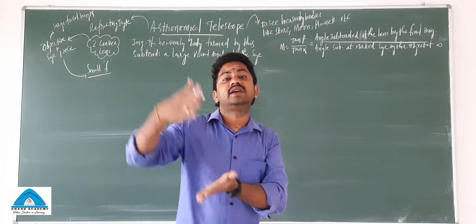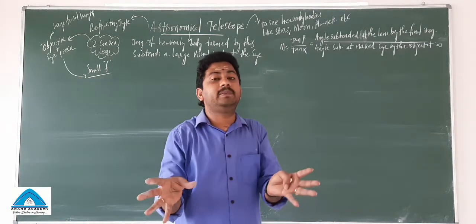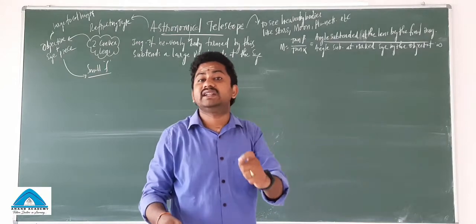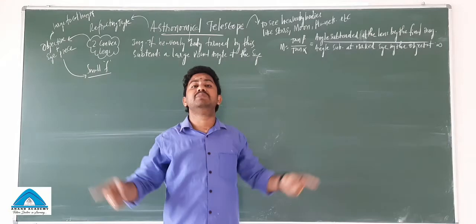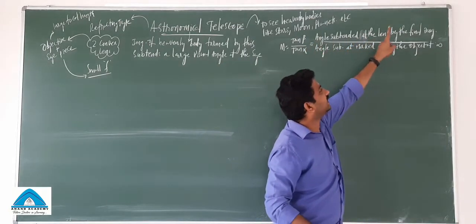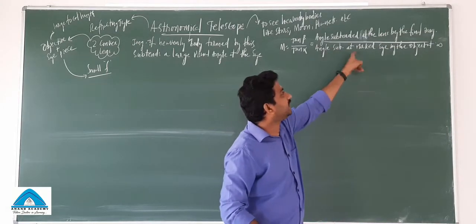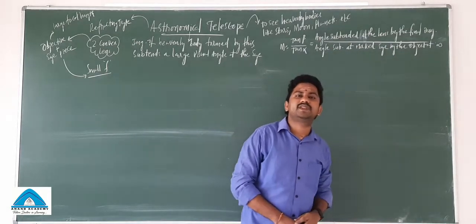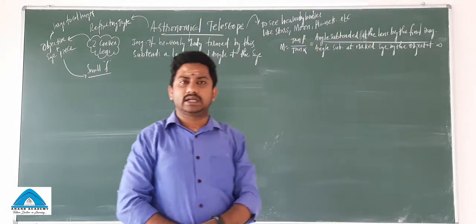So what is that lens? Eye lens, right? Whatever the number of lenses in the system, finally your eye lens is giving you the final image. Now tan beta is the angle subtended at the lens by the final image. Tan alpha is the angle subtended at the naked eye by the object when it is kept at infinity. Now let us start the system.